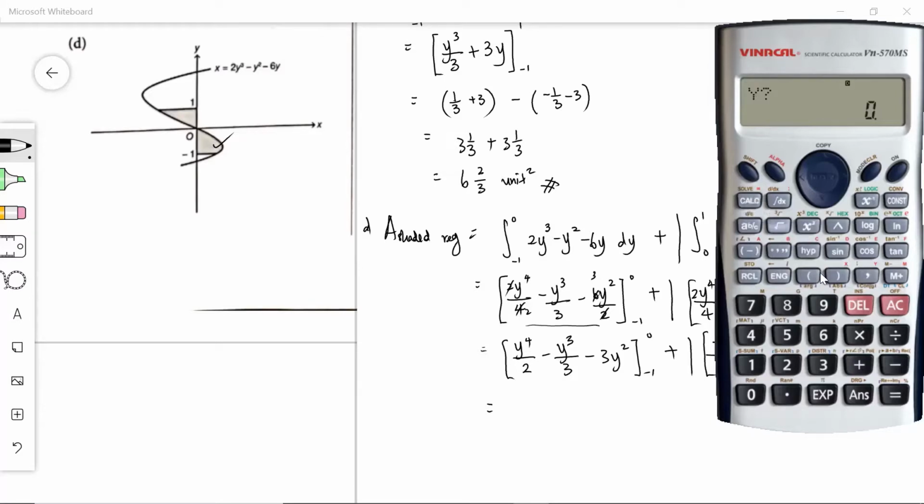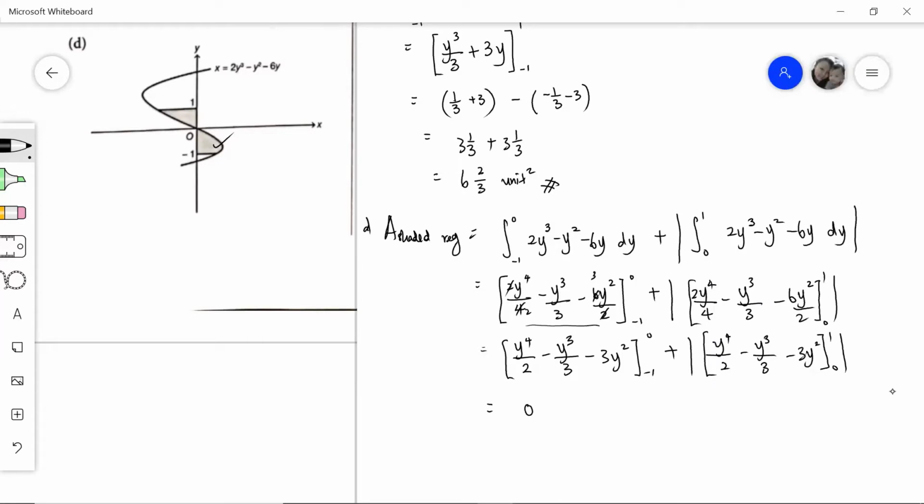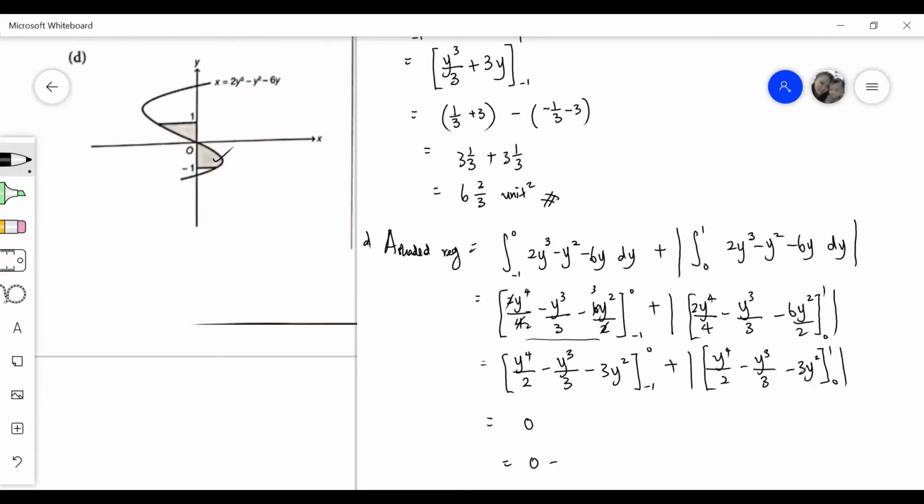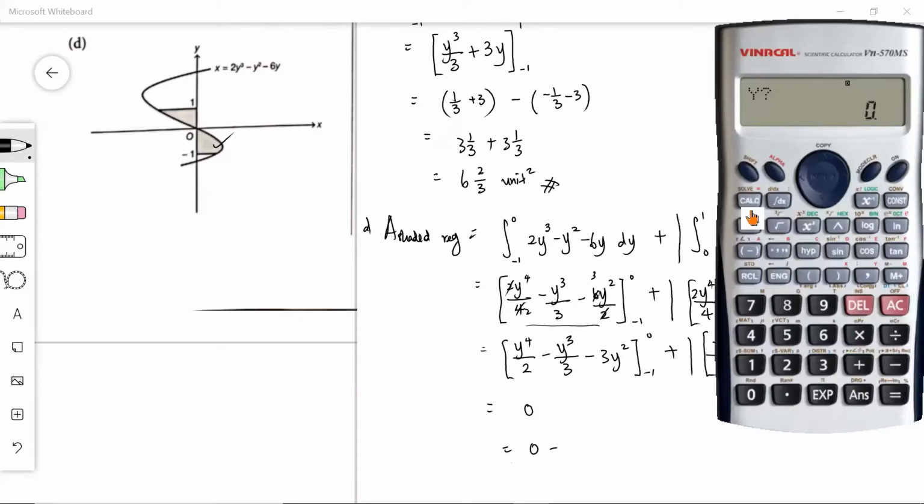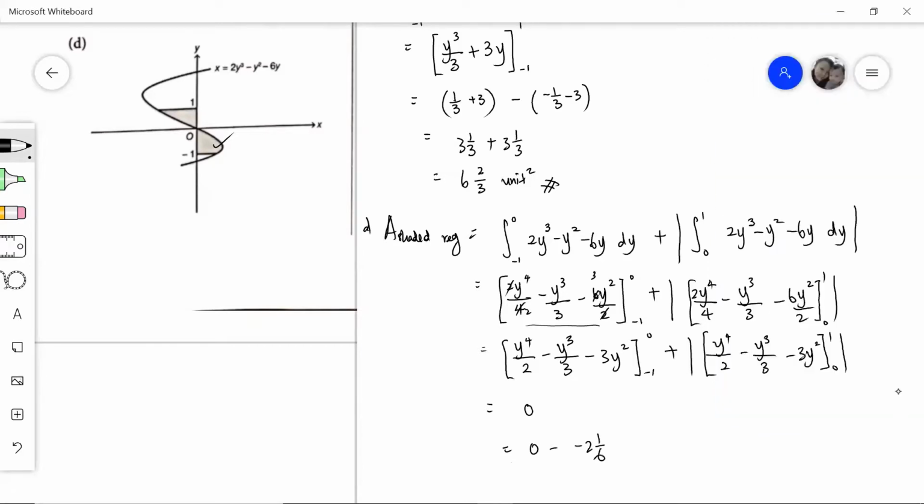And so what is the y that we need to substitute in? Put in the upper boundary, that is 0. Okay, 0, and then minus the lower boundary part. Let's key in -1. We have -2 and 1/6.